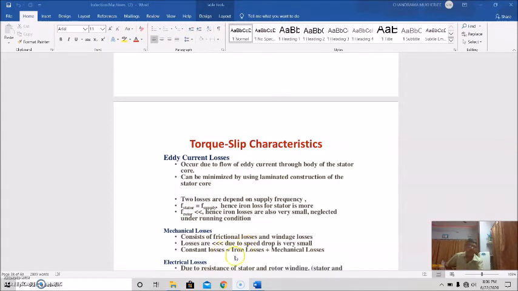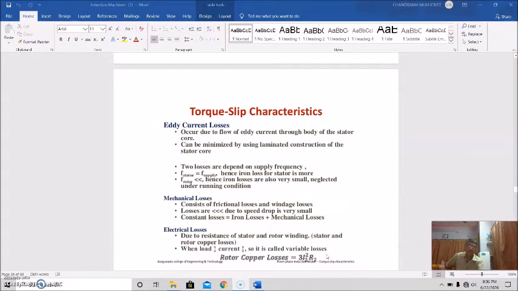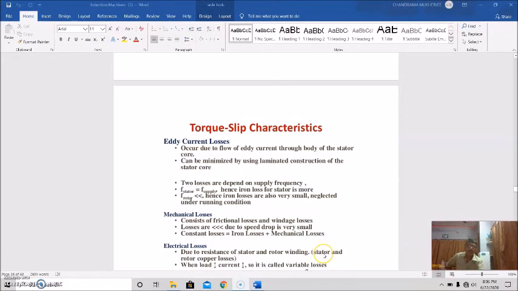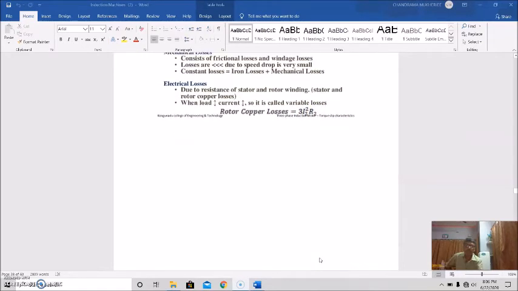So this is the windage losses, and these losses are very small because the speed drop is very small. So constant losses are of two types: iron losses and mechanical losses. And electrical losses are due to the stator and rotor winding resistance, and these are also called copper losses. When load increases or decreases, current increases or decreases, so this loss is called variable loss. Rotor copper loss for a three-phase motor is equal to 3 I2 square R2, where I2 is the rotor current and R2 is the rotor resistance per phase.